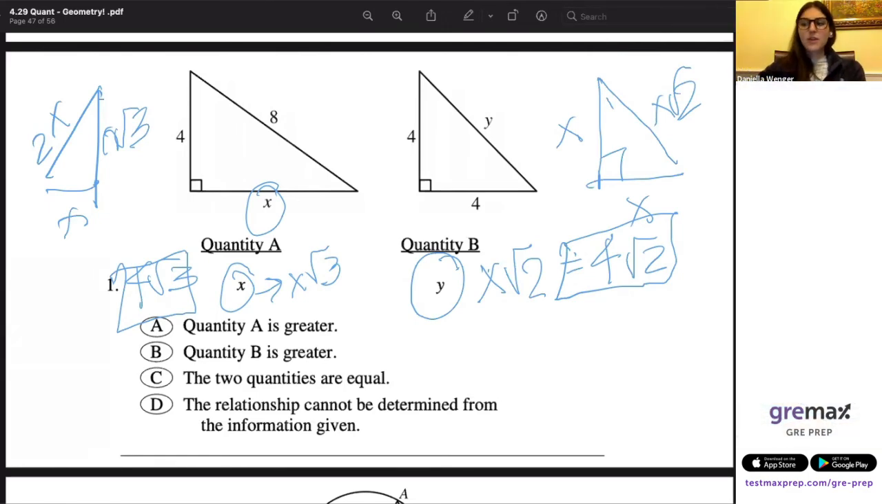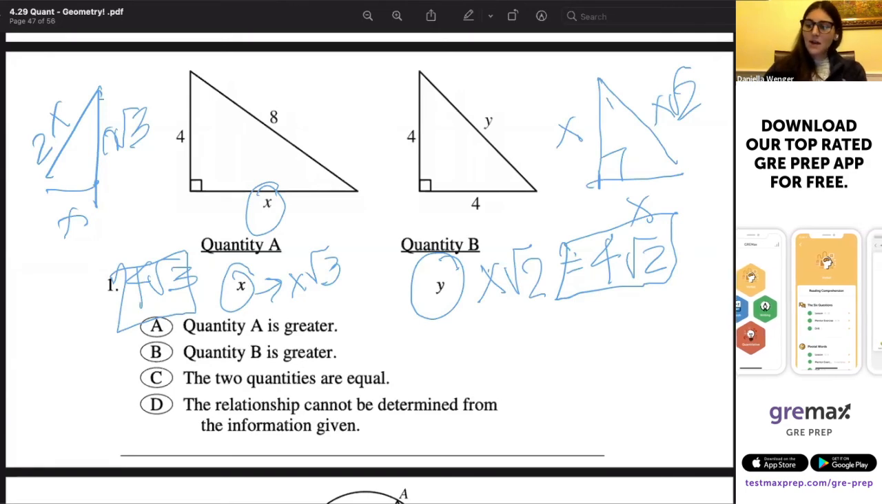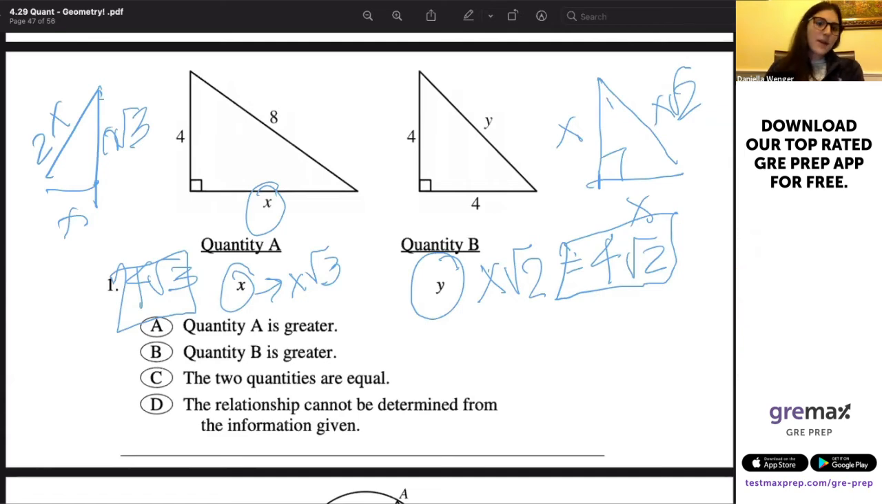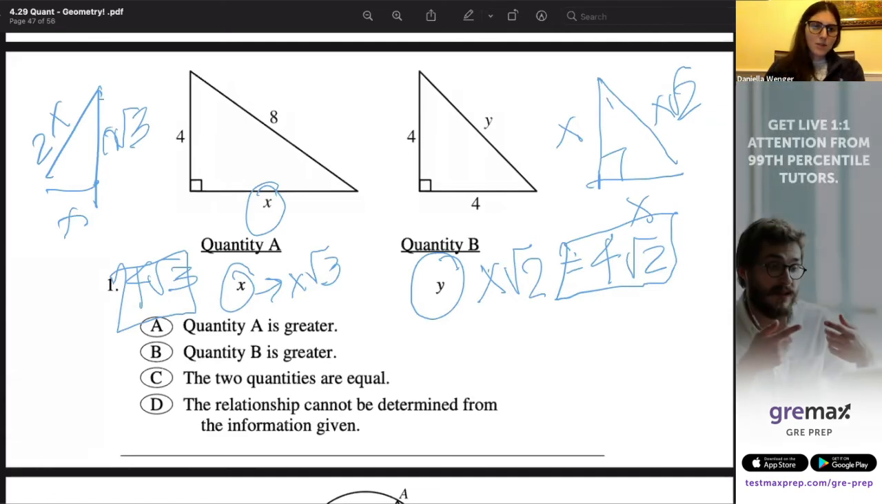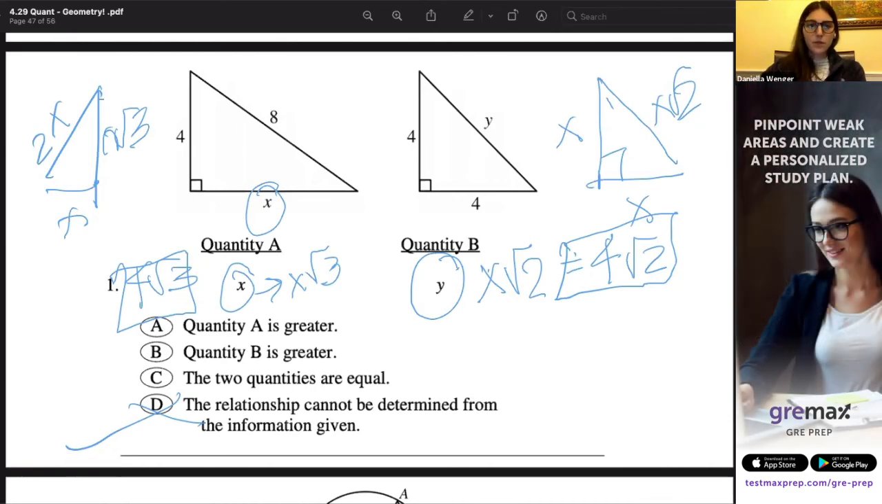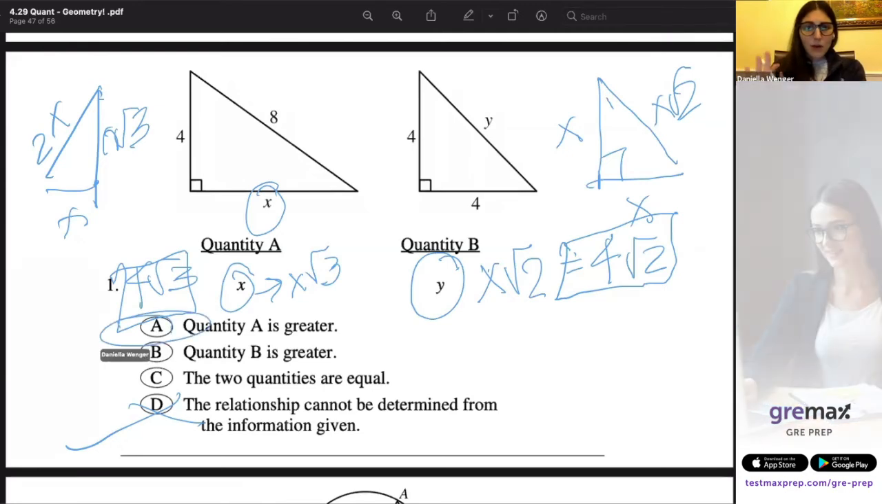And because we saw these two frameworks, we knew that D was in play, that we can solve for x and y, we can solve for quantity A, we can solve for quantity B. So the relationship cannot be determined from the information given is no longer in play. And also, going back to the answer choices, if we're comparing 4 root 3 to 4 root 2, we know that the square root of 3 is greater than the square root of 2, and therefore A is the correct answer.